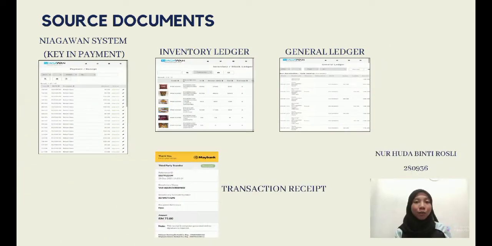Next, the receipt account is also located in the Niagawan system for keying in the customer payment. Then the inventory ledger for updating the inventory, the general ledger, and the last one is the transaction receipt. This transaction receipt is given by the customer to the business as proof that they have made their payment.